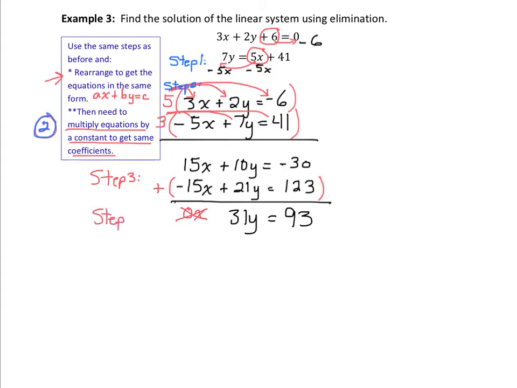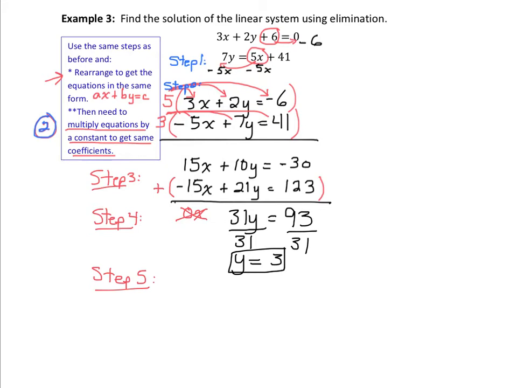All right, so for step 4, we need to solve for the remaining variable. We have y left, so to get y by itself, we're just going to divide both sides by 31, and we will get y is equal to 3. All right, now on to step 5. So these are pretty quick steps. Step 5, if you want to refer back to the steps, that's what they are.